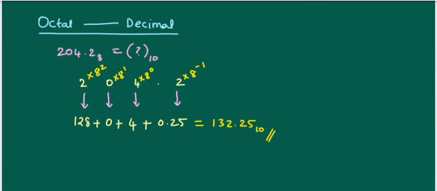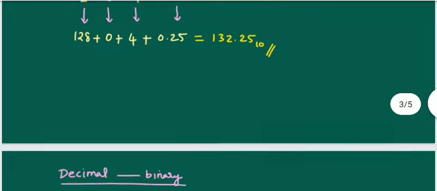What will you get? 128 plus 0 plus 4 plus 0.25. What is the answer you are getting? Finally 132.25. It is the decimal equivalent.